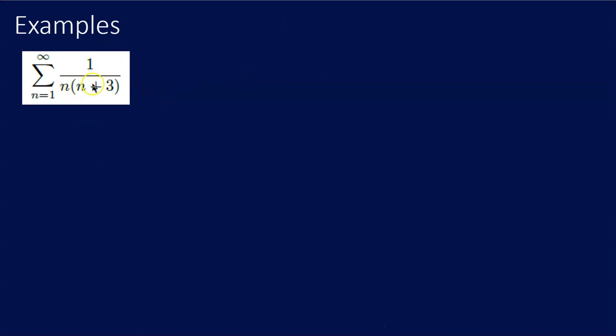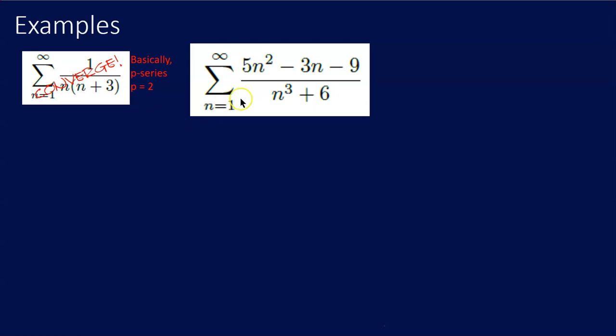1 over n times n plus 3. Okay, this is basically a p-series. I say basically because it's not 1 over n squared, but it's close enough to 1 over n squared. As you get out to infinity, it's really close to 1 over n squared. So we're going to look at this as your p equals 2. 2 is bigger than 1, converges. Let's check this one out.